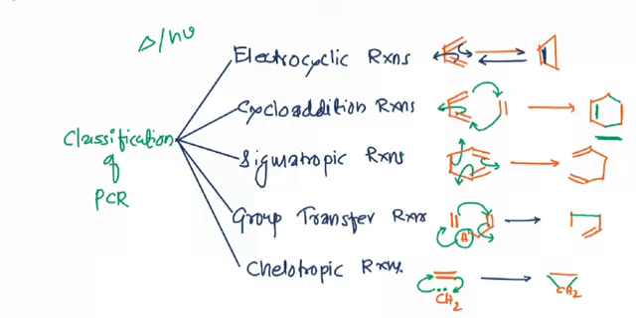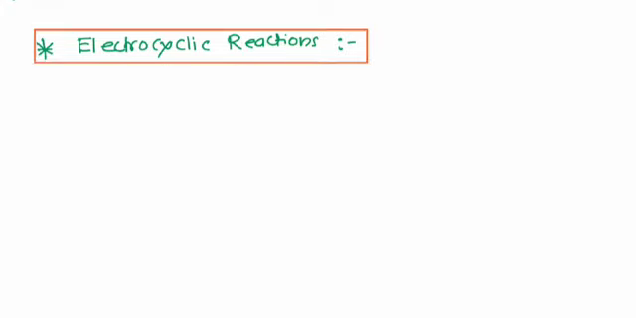Okay, let's move on to the first one, that is called electrocyclic reaction. Now we will discuss the first one. What is electrocyclization? This is called electrocyclic reactions. Each and every reaction has its unique feature, that's why don't be confused with that. No need to confuse. So what is meant by electrocyclic reaction?